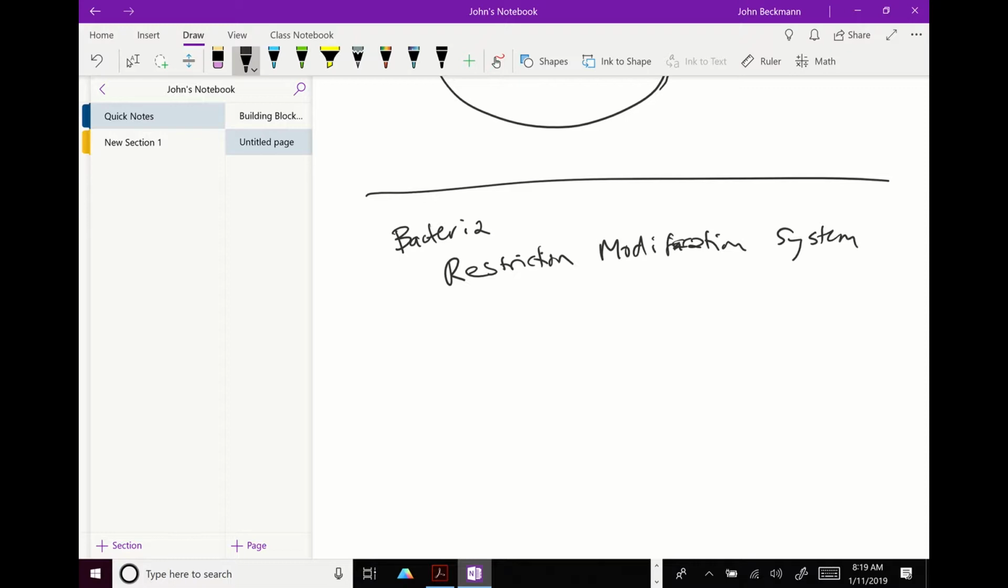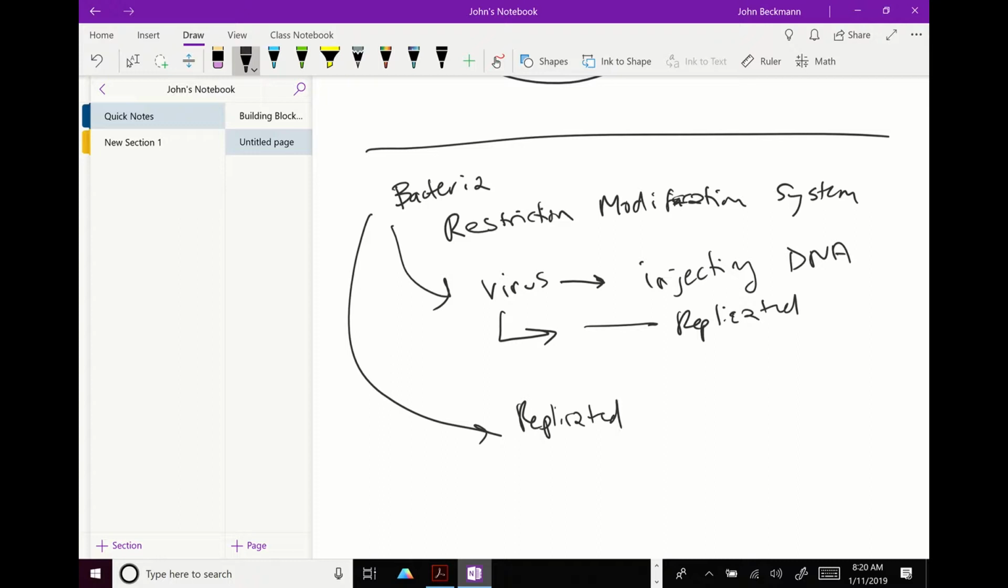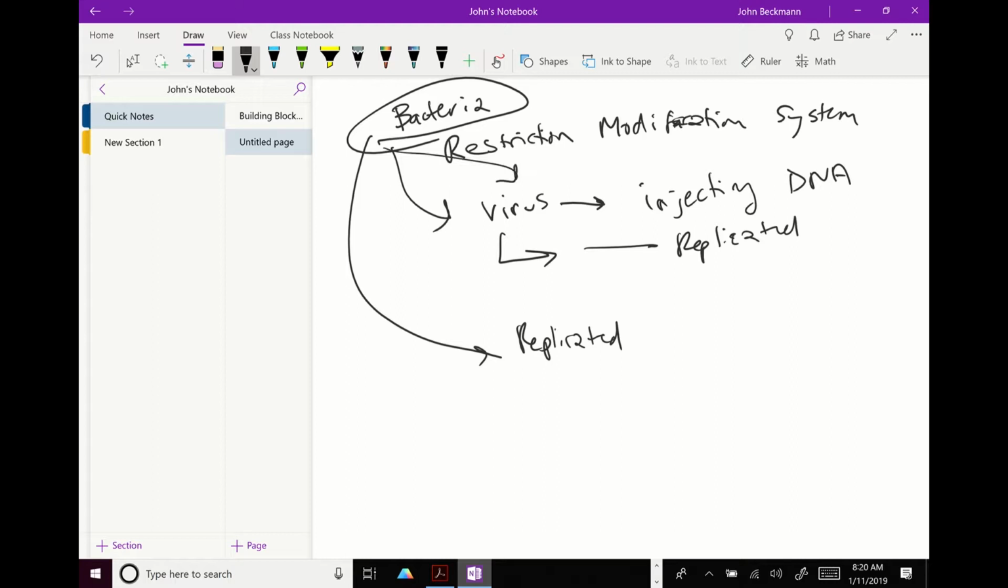Okay. And what happens is bacteria are always at risk from attack by viruses. And viruses work by basically injecting their DNA. And the virus wants its DNA to be replicated, right? Selfish gene theory. The virus wants its genes to be replicated, but the bacteria wants its genes to be replicated. So there's a battle here, right? And the way that the bacteria can protect itself from a virus injecting its DNA is through restriction modification systems.